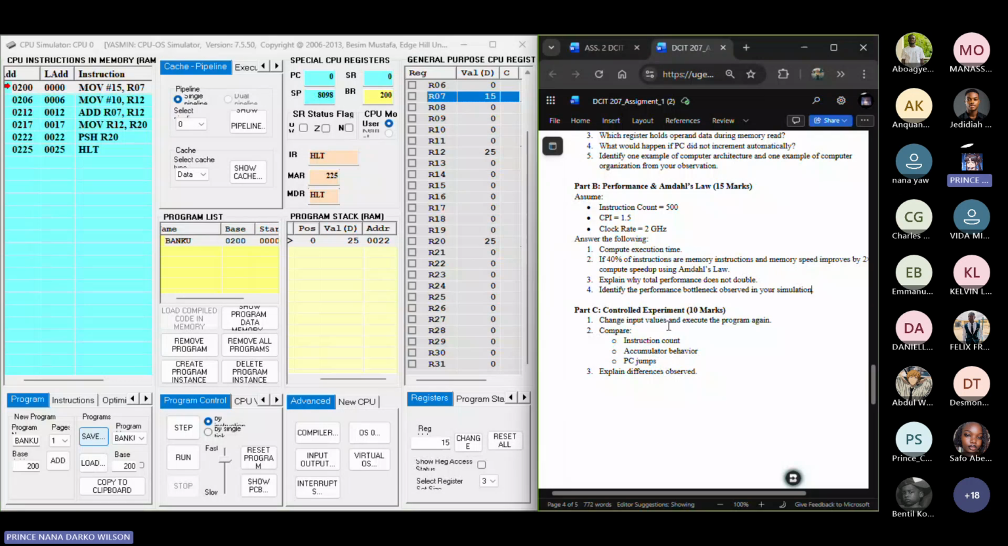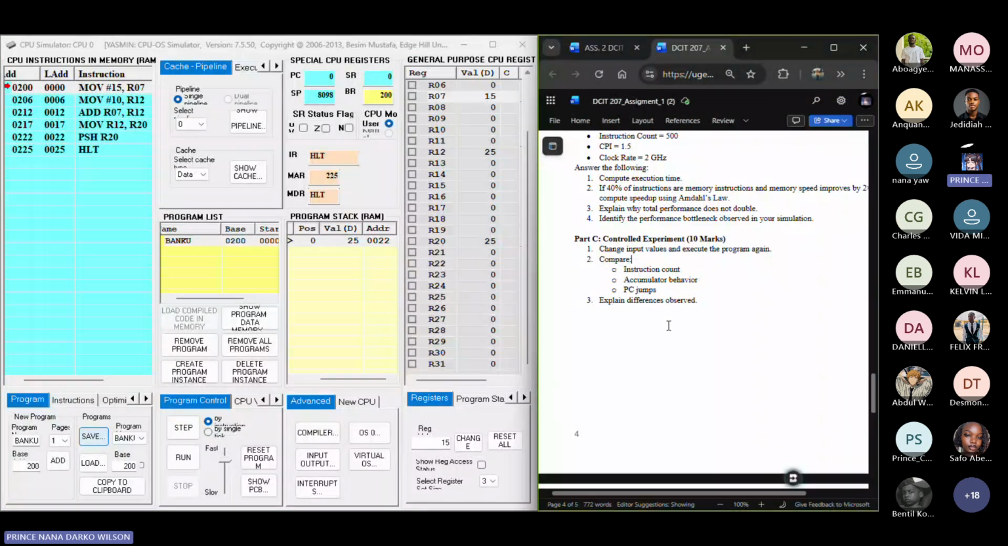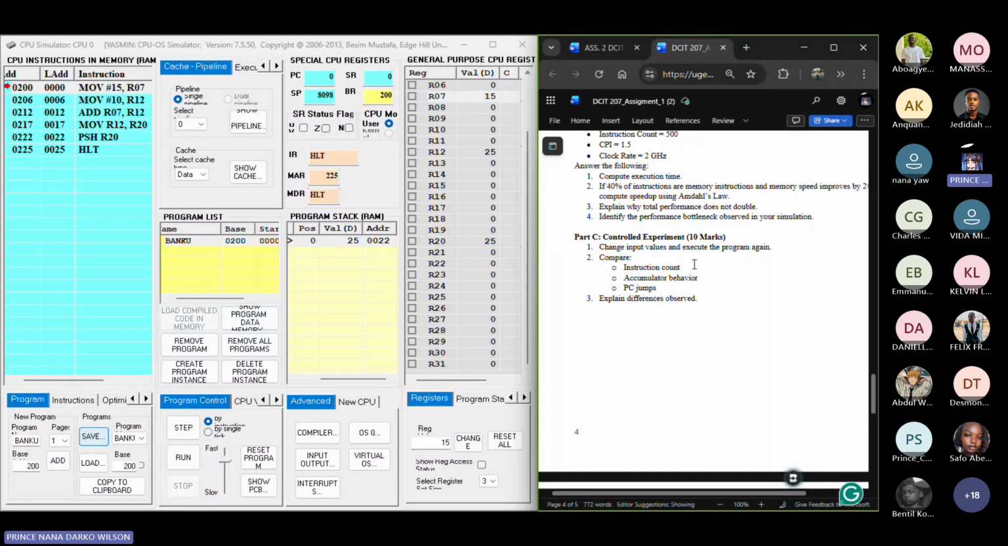That's the bottleneck. Change input values and execute the program again. So we've come to the end of it. We are going to change the instructions and then compare the instruction counts. But even without changing, we can tell. It says we are only changing the input values. We are not changing the instructions.